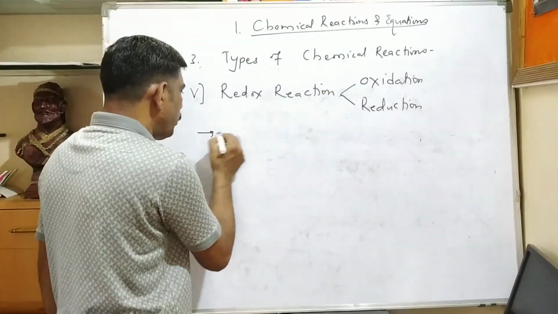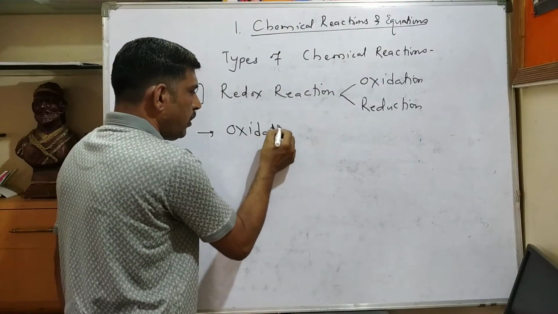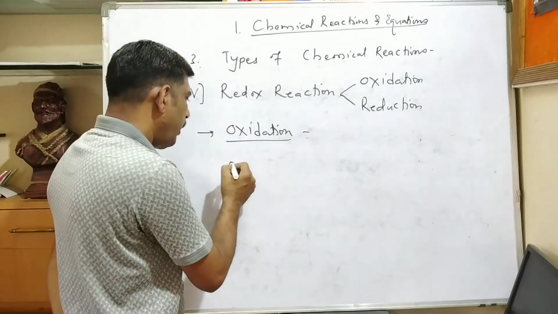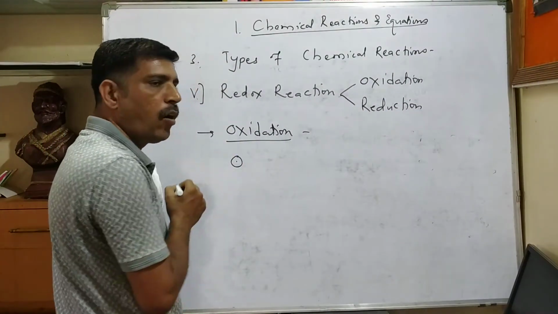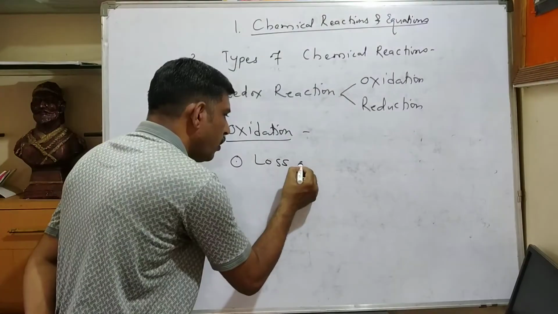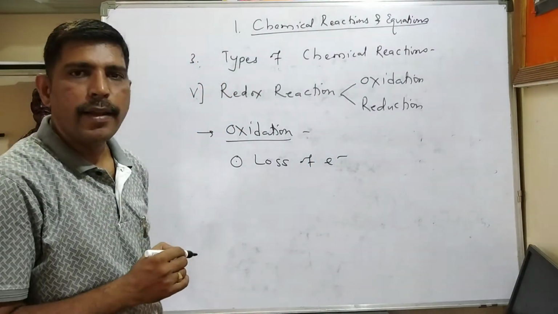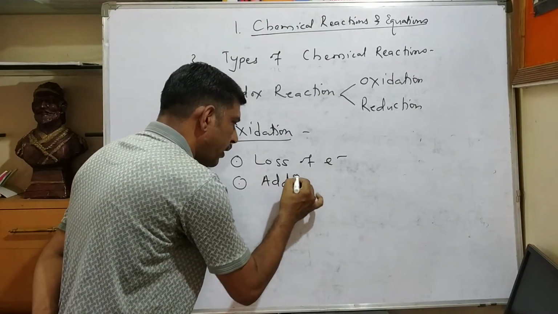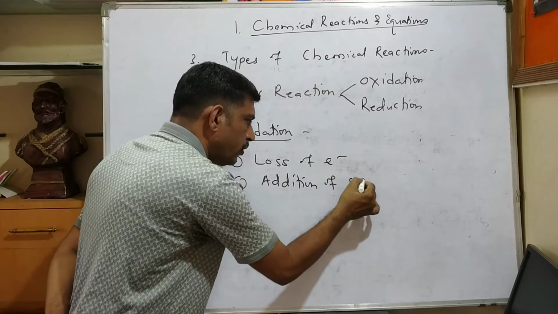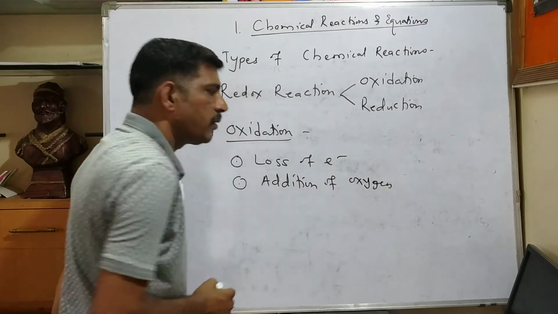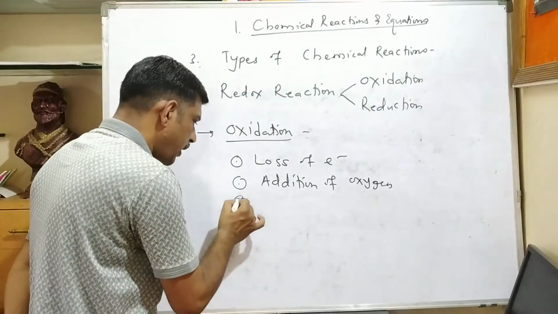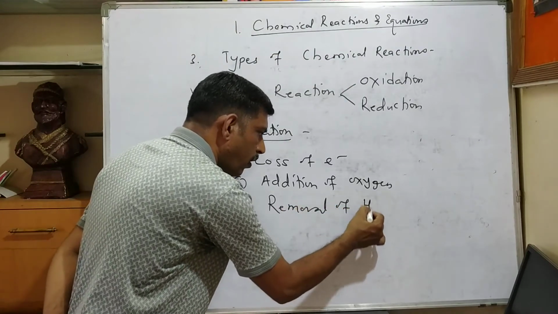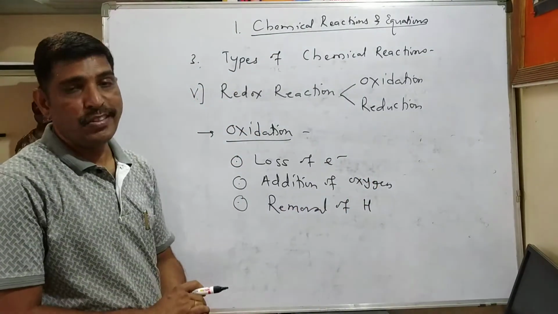Okay. So before that, we should know the meaning of oxidation. Okay, very important term in the chemistry. There are different definitions. The first is that oxidation means the loss of electron by that element. Okay. The second is the addition of oxygen is called as oxidation. The third is that removal of hydrogen is also called as oxidation.